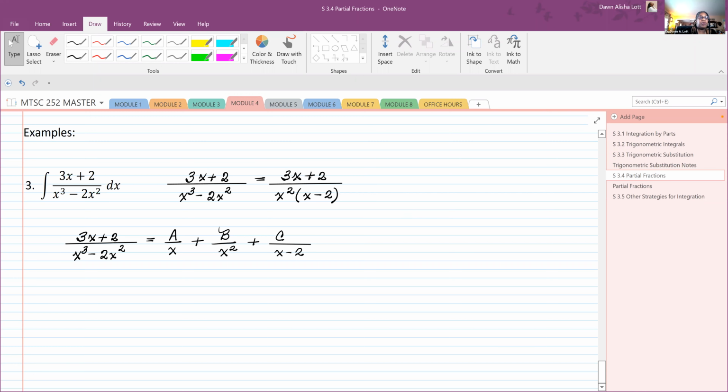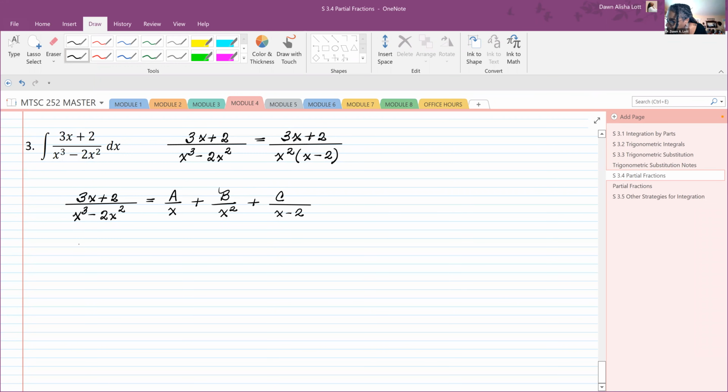What are my roots? Well, x equals 0 appears twice, and then 2. With x equals 0 appearing twice, that second 0 is not going to help me. So technically, I only have 2 roots, 0 and 2, but I have 3 variables to solve for. So this is going to present a little bit of a challenge. Not too difficult, but somewhat of a challenge.